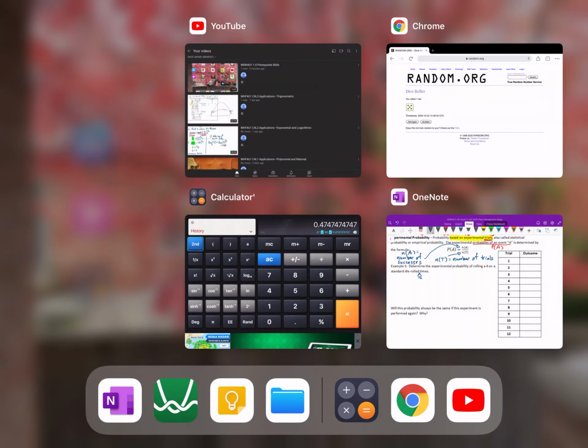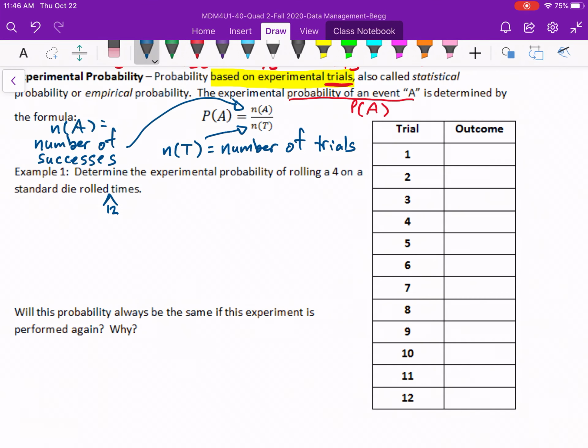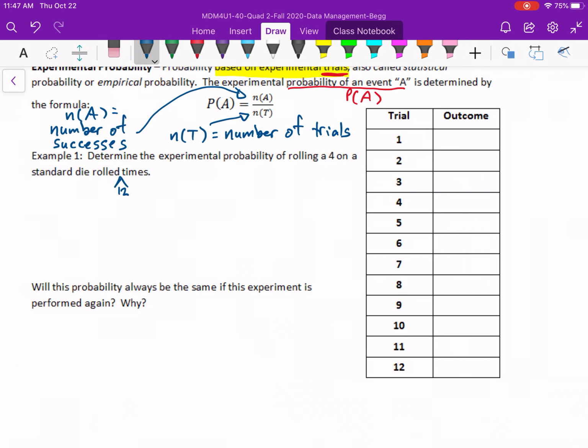Okay, so as I said, I just jotted those numbers down. Now I'll just transfer them into my table here. 6, 5, 3, 3, 6, 2, 1, 3, 6, 4, 3, 5. So those are my individual rolls. Right? So determine the experimental probability.